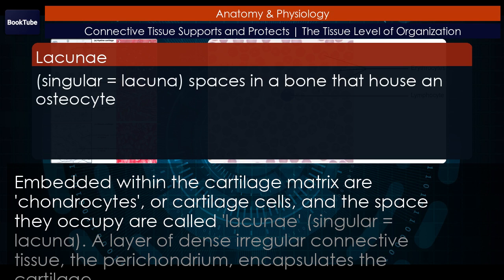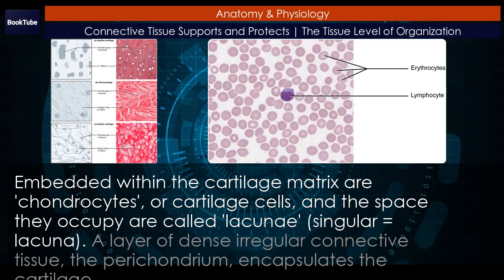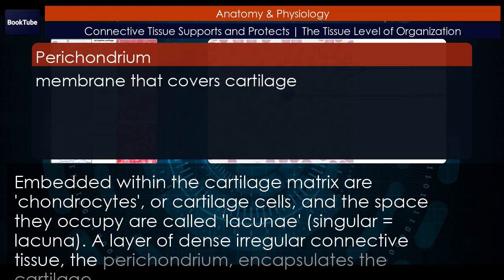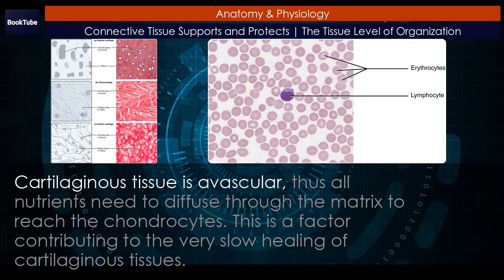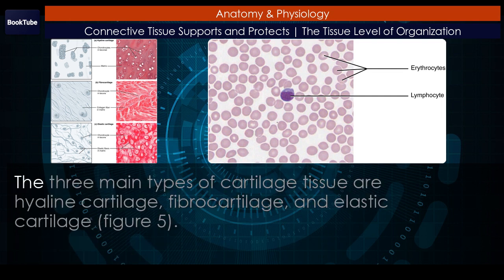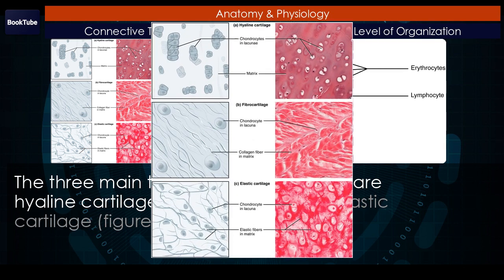Singular equals lacuna. A layer of dense irregular connective tissue, the perichondrium, encapsulates the cartilage. Cartilaginous tissue is avascular. Thus all nutrients need to diffuse through the matrix to reach the chondrocytes. This is a factor contributing to the very slow healing of cartilaginous tissues. The three main types of cartilage tissue are hyaline cartilage, fibrocartilage, and elastic cartilage.